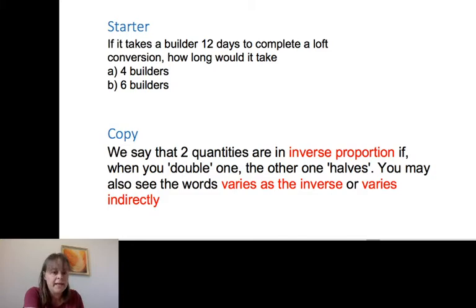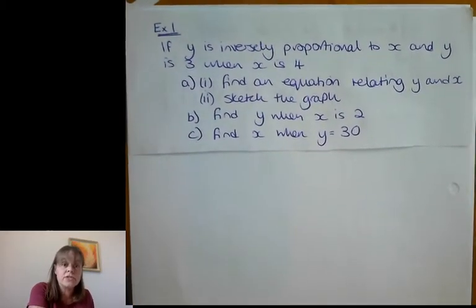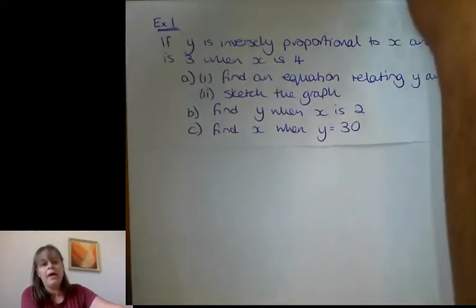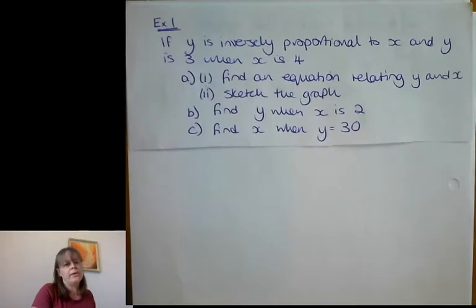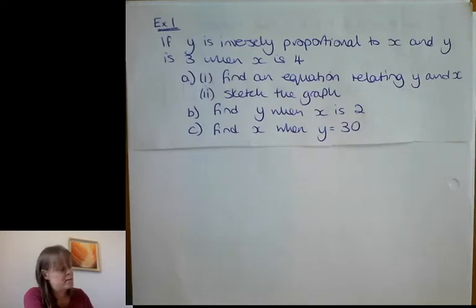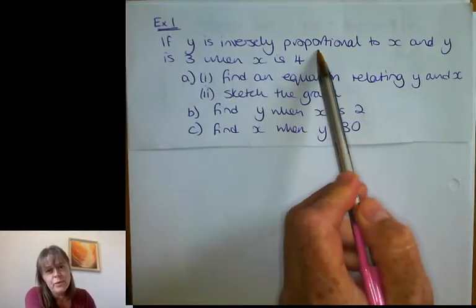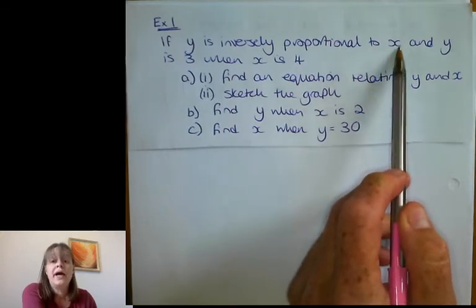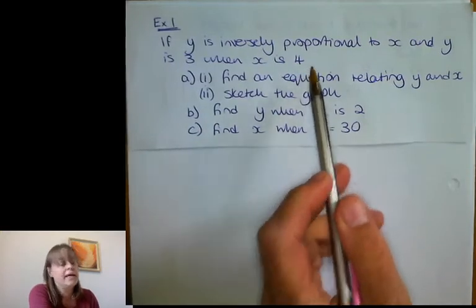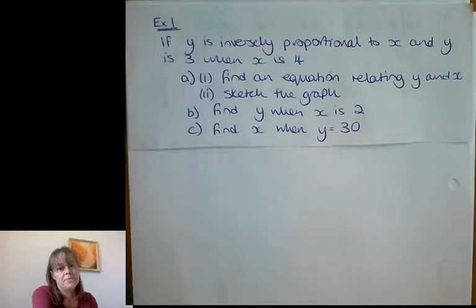Okay, welcome back. We're going to do some questions, and as I get it into shot, we're going to do this question together, and hopefully as we read this you'll work out that actually it sounds really, really similar to all those questions that we've just been practicing for direct proportion. So this time it says y is inversely proportional, and so we'll have to work out how to deal with that, to x, and y is 3 when x is 4. There's the information in the question that always allows you to find k. And we're going to do the same as always. We're going to find an equation, we're going to sketch the graph and find out some things afterwards.